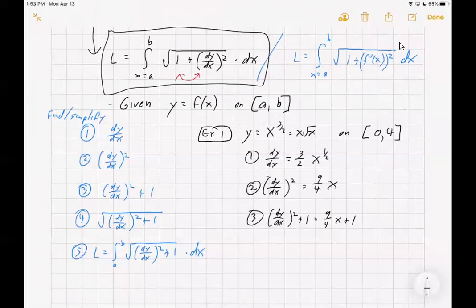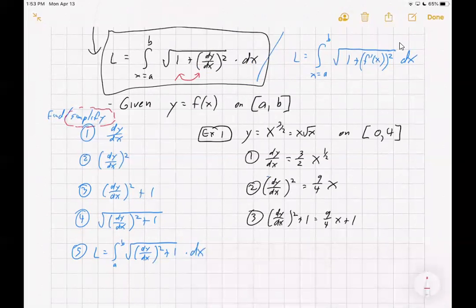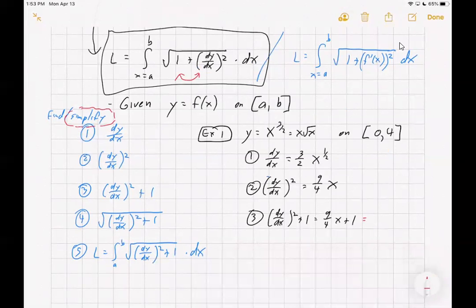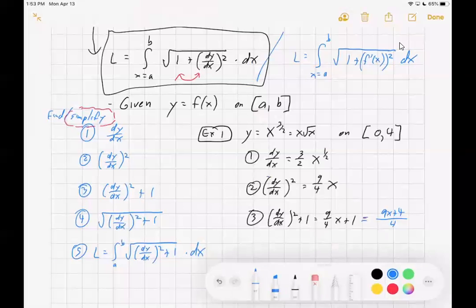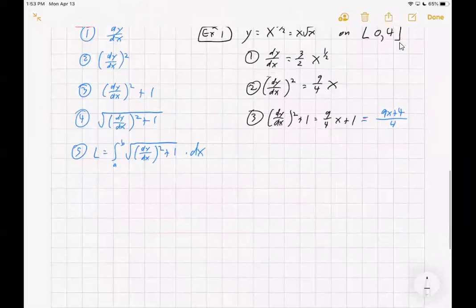Now here's where, remember I said to look to simplify. One thing that we could do with this is to write it over a common denominator. So let me switch to blue here. I could write this as (9x plus 4) over 4. Turns out in this case, that makes things better, because in step 4 we need to take the square root of this. The denominator has a nice square root.